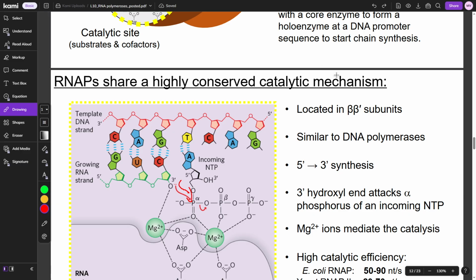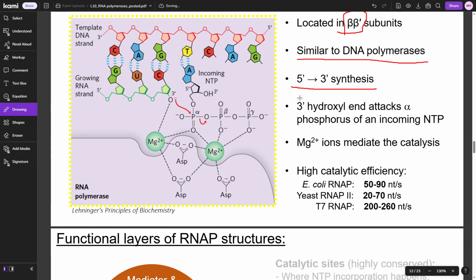What you should memorize is, one, this catalytic mechanism is located in the beta-beta prime subunit. Copy this down on your note card, memorize it. The catalytic mechanism is very similar to DNA polymerase. You really shouldn't have to memorize anything extra than what you already had to for DNA polymerase. Similar to DNA polymerase, 5' to 3' synthesis, right? And then, of course, we have the 3' hydroxyl that attacks the alpha phosphorus, the first phosphorus of an incoming NTP.